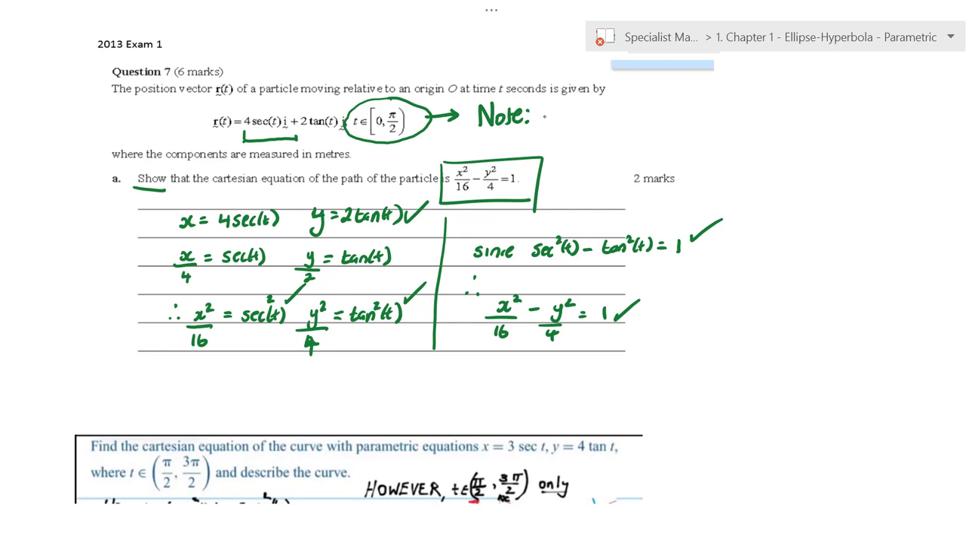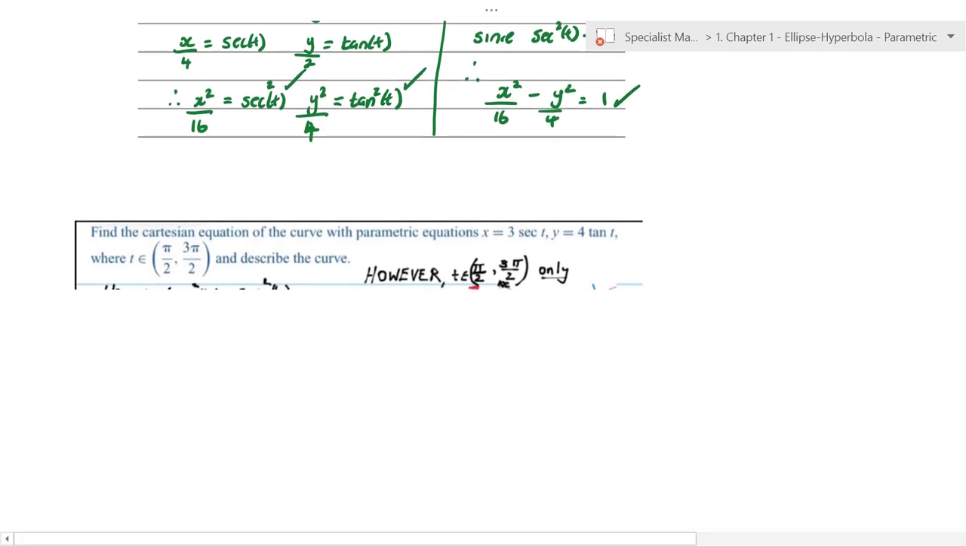A lot of the time with a circle, we know if we had the domain of 0 to 2 pi, then we know that it's just going to be a full circle. Okay, the period of that circle would be 2 pi. But this is where it gets a little bit tricky.